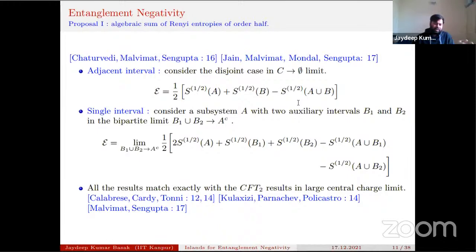Now again, the single interval case is quite tricky, where we have to consider B1 and B2, two auxiliary intervals on both sides of A, and then we take the bipartite limit, where we take B1 and B2 to be the full A complement. In that bipartite limit, the negativity can be written in this specific manner here. Now all the results coming from these proposals match exactly with the CFT2 result if we consider the central charge to be very large.